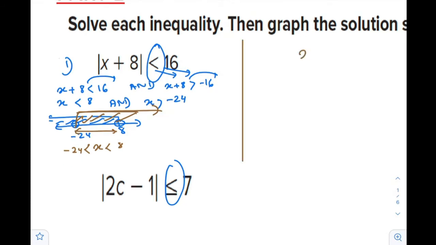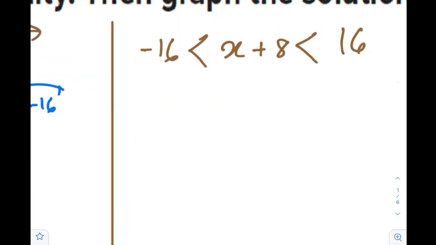I put the expression between the absolute value sticks, and I will put it between two values. The first one is negative 16. It's the opposite of the number given here. And the other one is 16 itself. And I will solve it all together on one line.